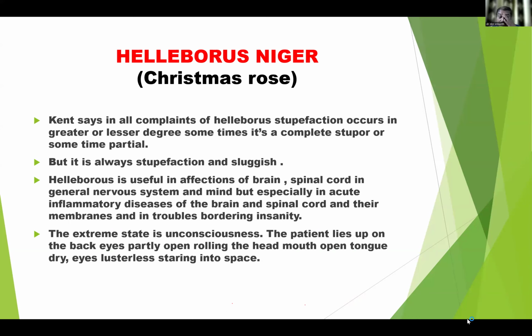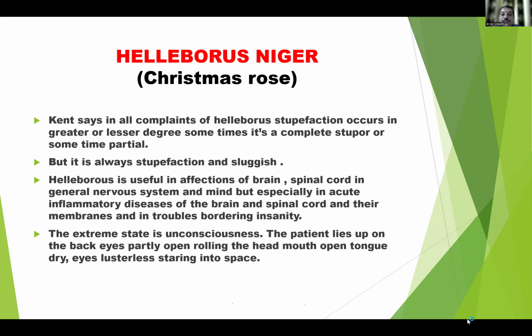Now, another remedy from this group, from this family, is Helleborus niger. It is commonly called the Christmas rose. Kent says, in all complaints of Helleborus, stupefaction occurs in greater or lesser degree. Sometimes it's a complete stupor, or sometimes it is a partial thing. But stupefaction will be there. And it is sluggish. It may be stupefaction or it may be sluggishness.